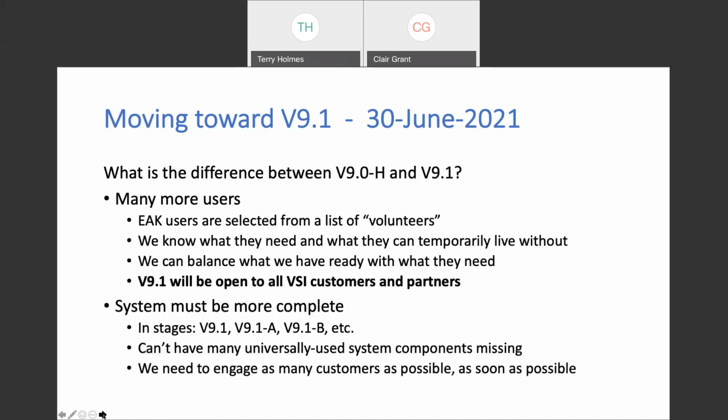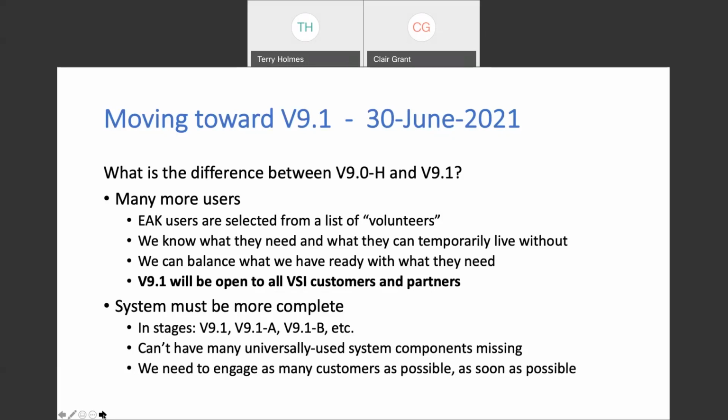So what's it mean to move to 9.1? And we're looking at the end of June for that. More than the content, it's the scope of the users. So far for the EAK, we had 75 people or so fill out a questionnaire and gave us some information. So we picked from a list of what I'll call volunteers, bleeding edge people. We know what they needed, and we knew what they could temporarily live without, because they told us.